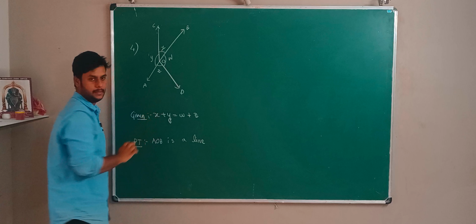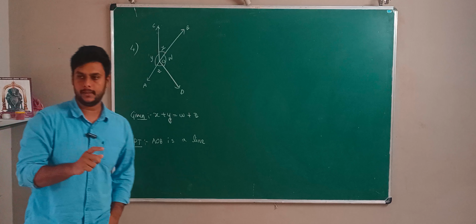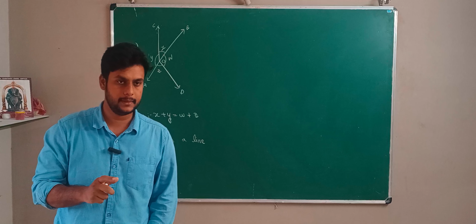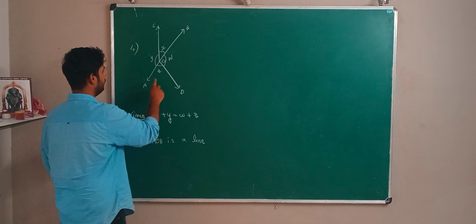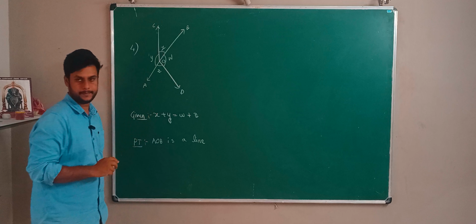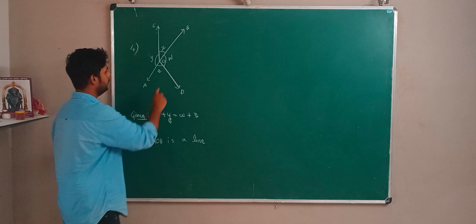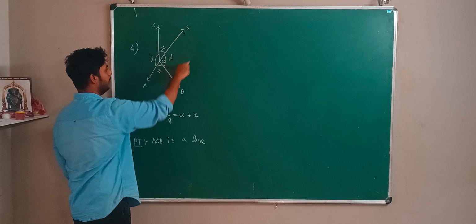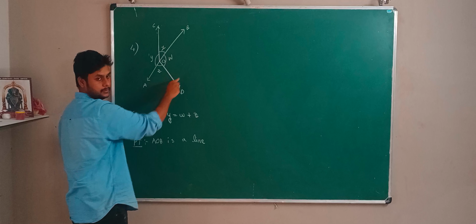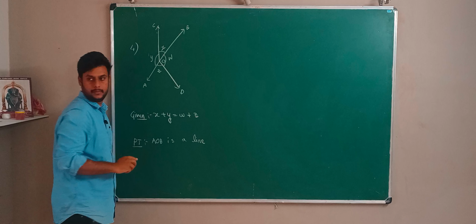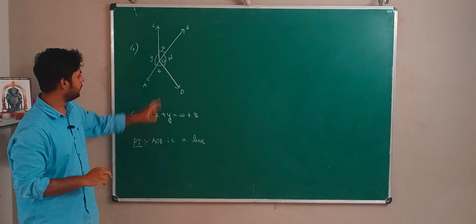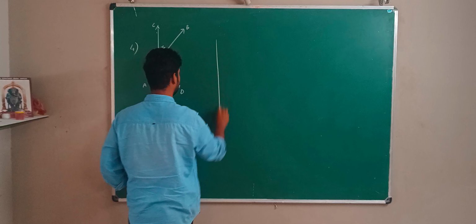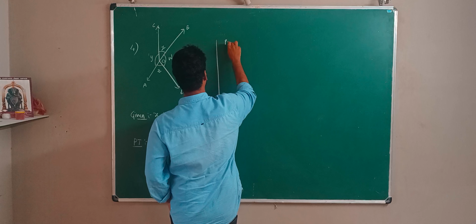AOB is a line. If AOB is a line, how much will be its total angle? For a line, how much would be the angle? 180 degree. If I prove z plus w is equal to 180 degree, then my work is over, no? I will get AOB. Understood? I should prove z plus w is equal to 180 degree. So how will I prove that? Say a very simple proof.